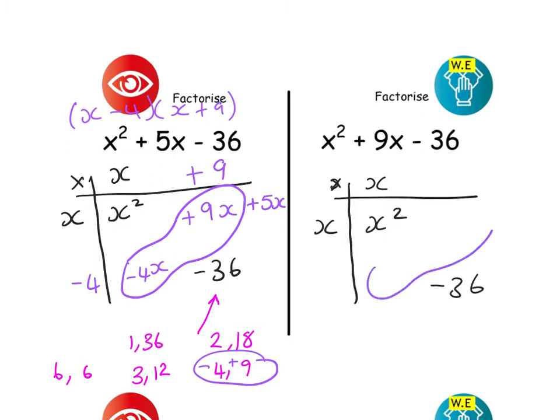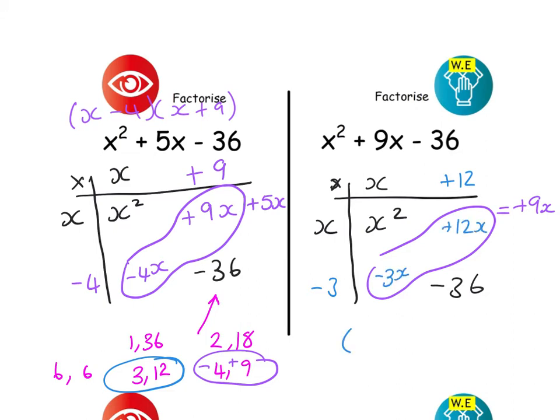So this time we're adding to make positive 9. Looking at the numbers on the left there, I can see that I can make positive 9 using the 3 and the 12. So it has to be positive 12 and negative 3. Check it works. And then your answer is x minus 3 and x positive 12.